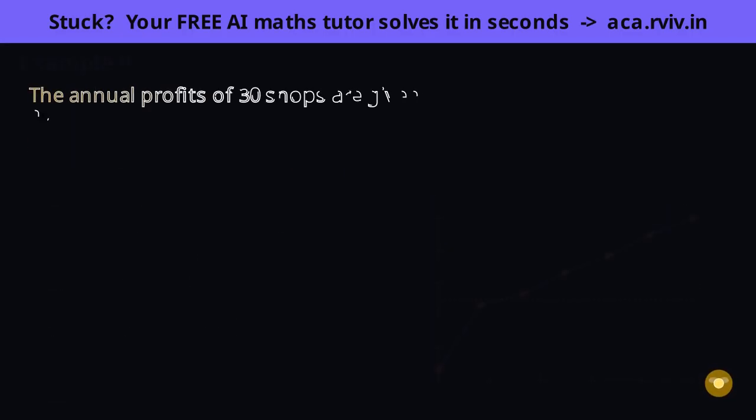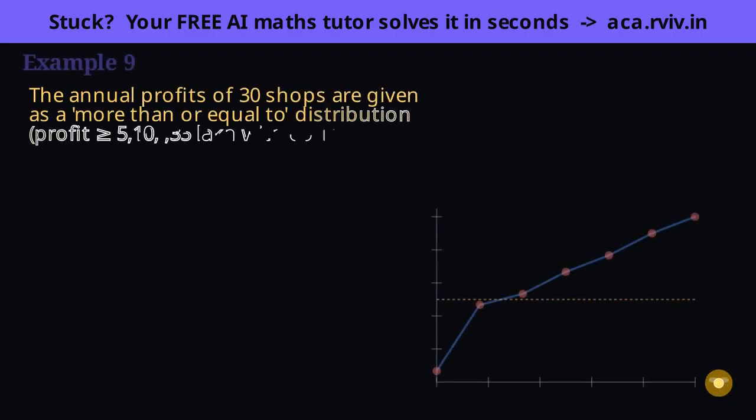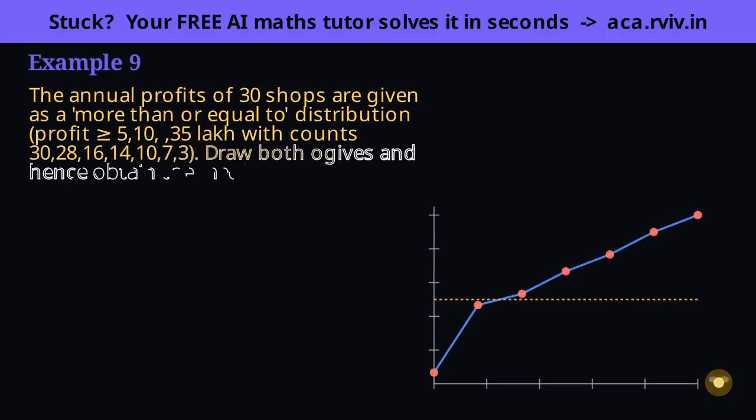Two ogives crossing on a graph point straight at the median, and the formula confirms it. This example shows the median graphically. An ogive is a cumulative frequency curve, and we'll draw two of them, a more than curve and a less than curve, because the point where they cross reveals the median with no formula at all. There are 30 shops in total.